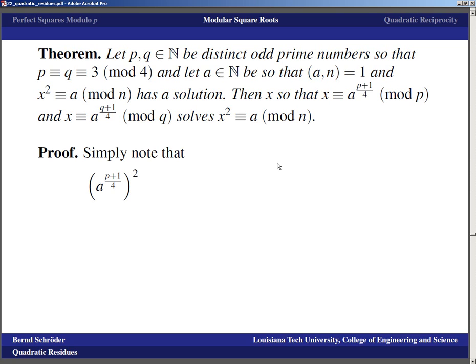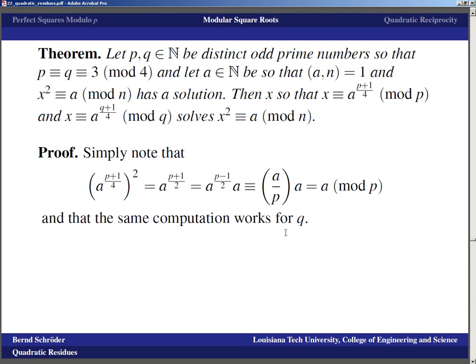Okay, so we simply note that a to the (p plus 1) over 4, which is a number in modular arithmetic because we've got an integer exponent here, when we square that, we end up with a to the (p plus 1) over 2, and that's a to the (p minus 1) over 2 times a, which is the Legendre symbol of a over p times a, which is equal to a. And that's modulo p. And we can do the same thing for q, and that means that then by Chinese remainder theorem, things will work out.